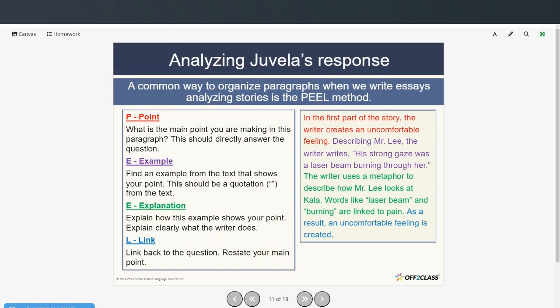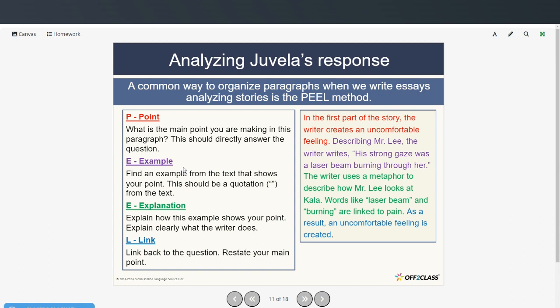Right, so now we're going to analyze Juvela's response. And so a common way to organize paragraphs when we write essays analyzing stories is to use something called the PEEL method. And PEEL is an acronym meaning point, example, explanation, and link. So point, what is the main point you are making in the paragraph? And this should directly answer the question. Well, in the first part of the story, the writer creates an uncomfortable feeling. So that's the main point that Juvela is making in her response.